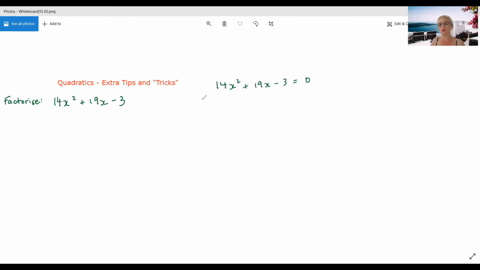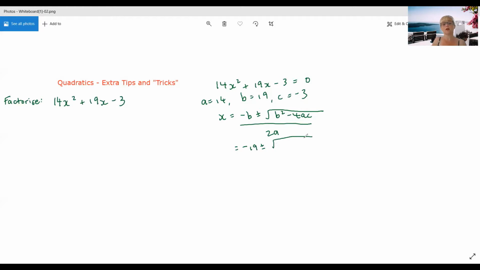Now, we have a quadratic formula that will give us the answers here. So A is 14, B is 19, and C is -3. We know, according to our quadratic formula, that the solutions are given by -b plus or minus square root b squared minus 4ac all over 2a. So we're going to get -19 plus or minus square root of 19 squared, so 361, minus 4 times 3 times 14, so plus 12 lots of 14, all over 28.